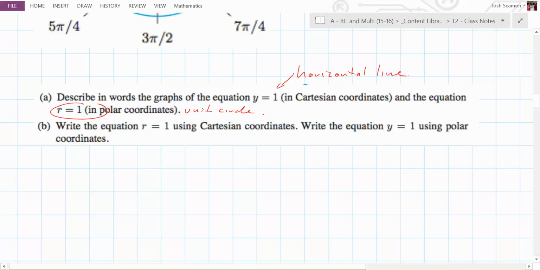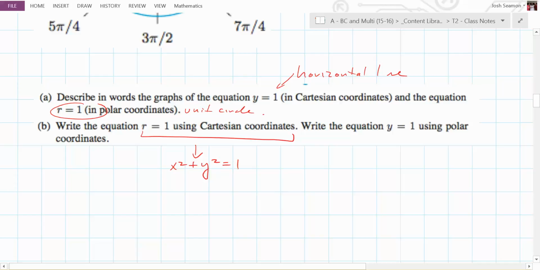So the point of looking at these though is that certain functions that are complicated in one form are much easier to write in the other form. For example, r equals 1. Does it get any simpler than that? No. We actually know what the unit circle is. What is the equation for the unit circle in Cartesian? X squared plus.